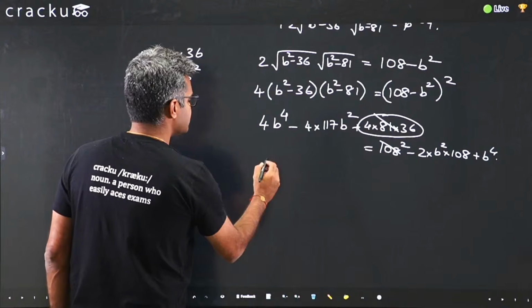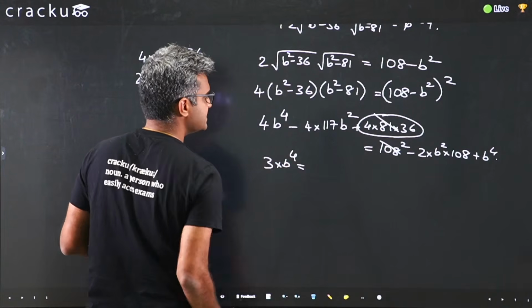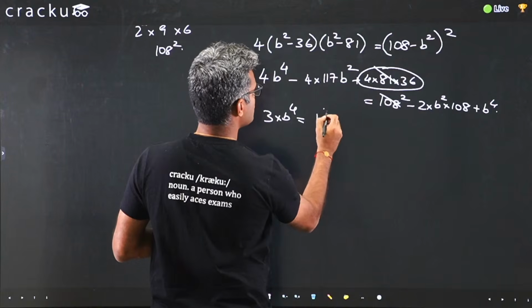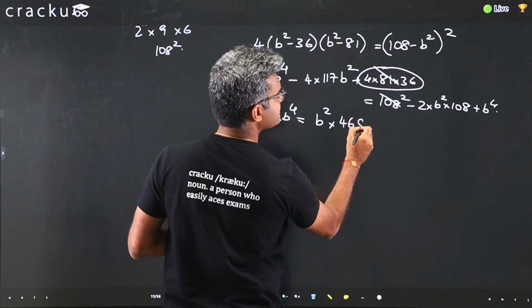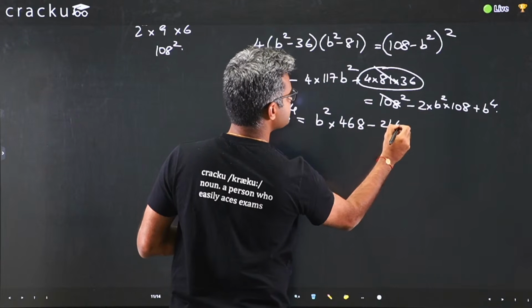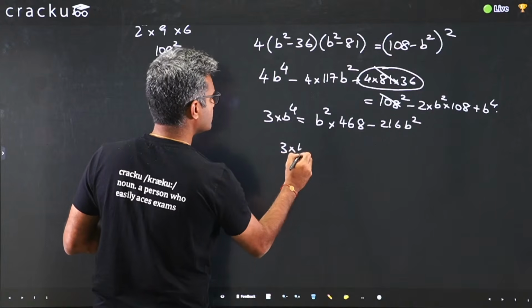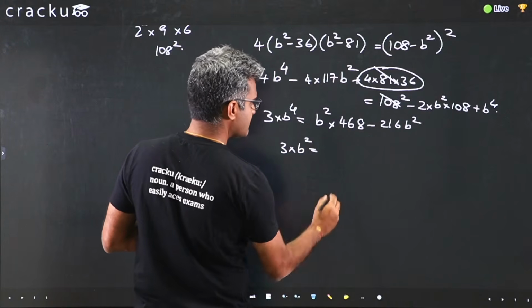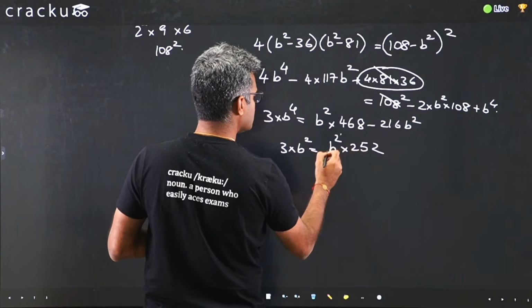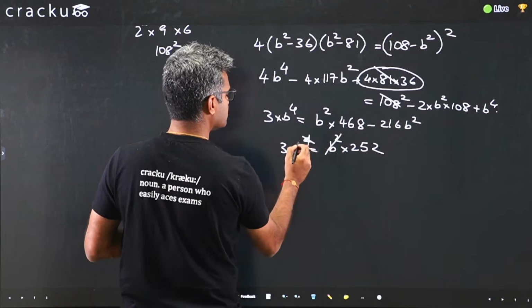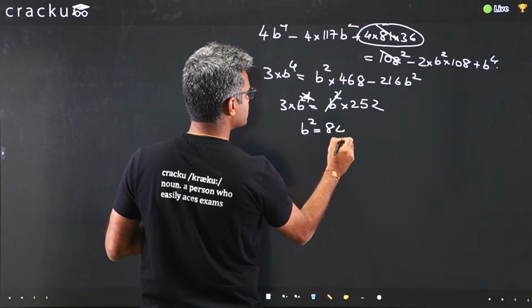And what we are left with is 3 into B to the power 4 is equal to B square into, what is 4 times 117? 468 minus 216, B square, or 3 into B to the power 4 is equal to B square into 252. Or basically you are going to get B square is equal to 84.